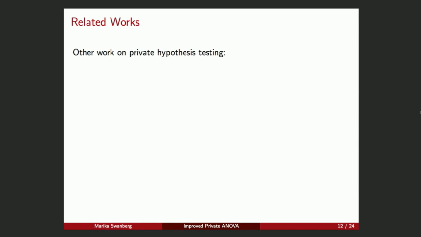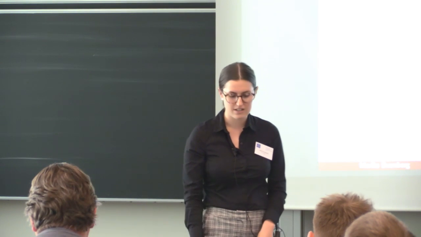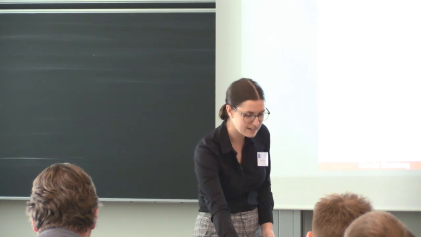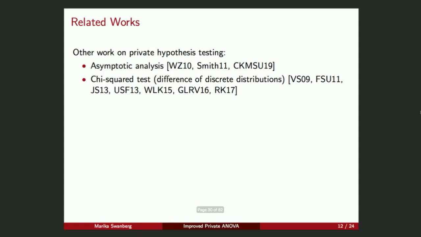So there's been a lot of work on private hypothesis testing, just generally other hypothesis tests besides ANOVA. There's been some asymptotic analysis. There's been a lot of work on the chi-squared test, which is just slightly different from ANOVA.